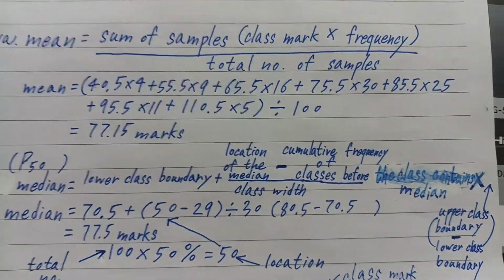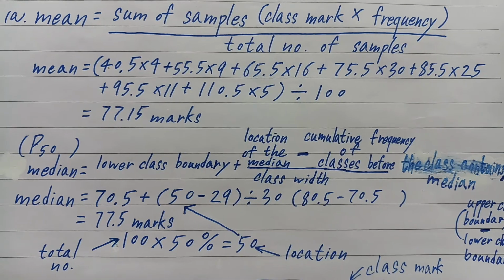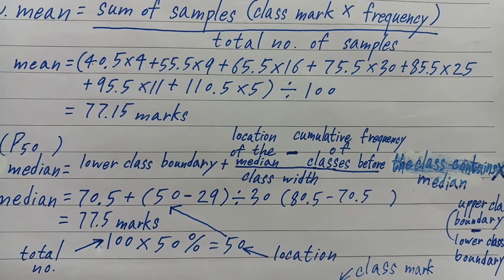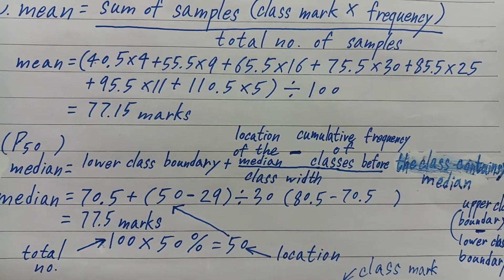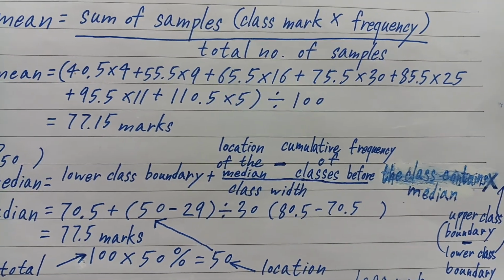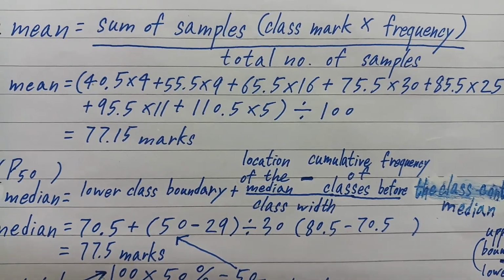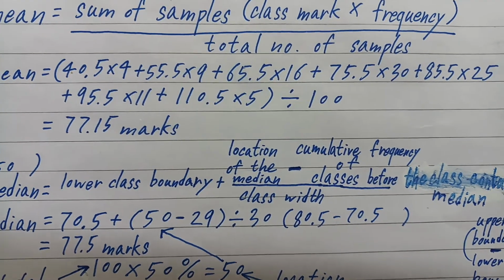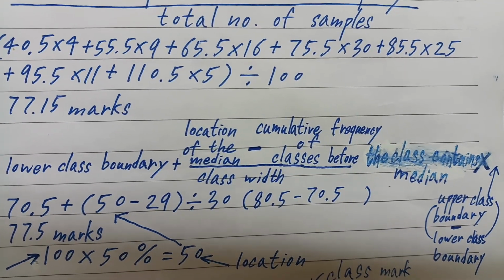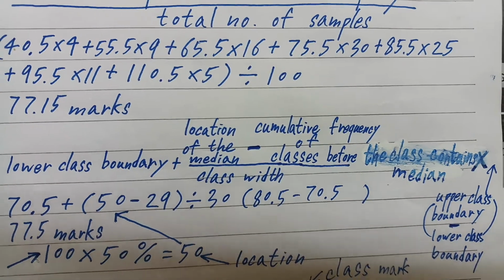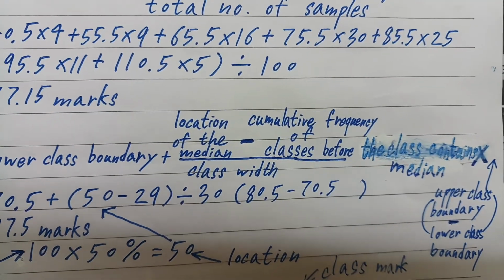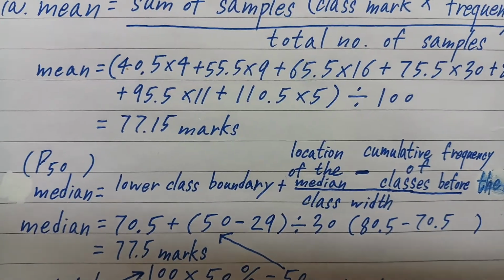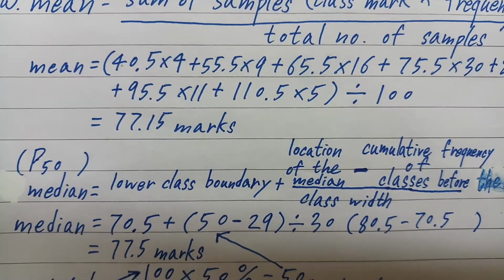And then we should focus on the median, or you can say it is percentile 50. The median consists of the lower class boundary, in this case 70.5, plus the location of the median minus the cumulative frequency of the classes before the class that contains the median, which is 50 minus 29, and then divided by 30, which is the class frequency. And after that, we should multiply by the upper class boundary minus the lower class boundary, which is 80.5 minus 70.5. And after that, we will get the median of 77.5 marks.